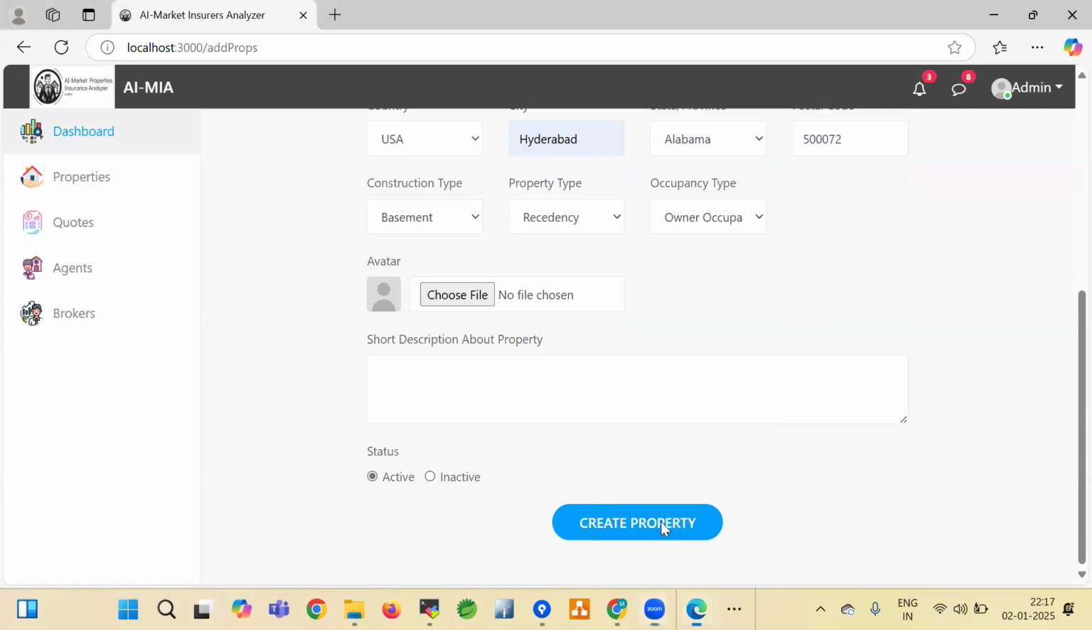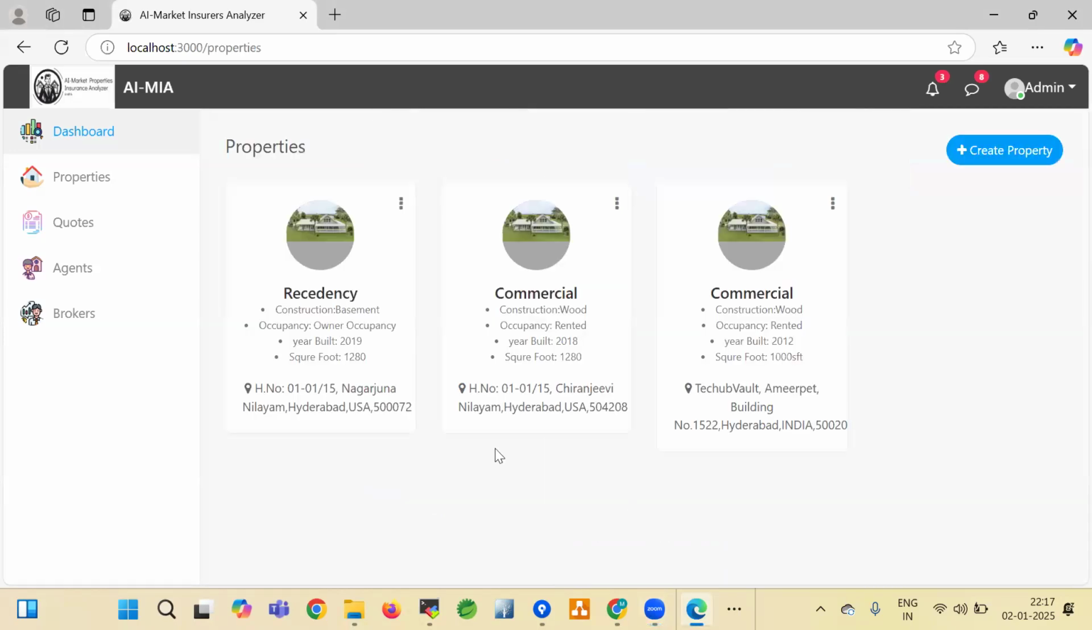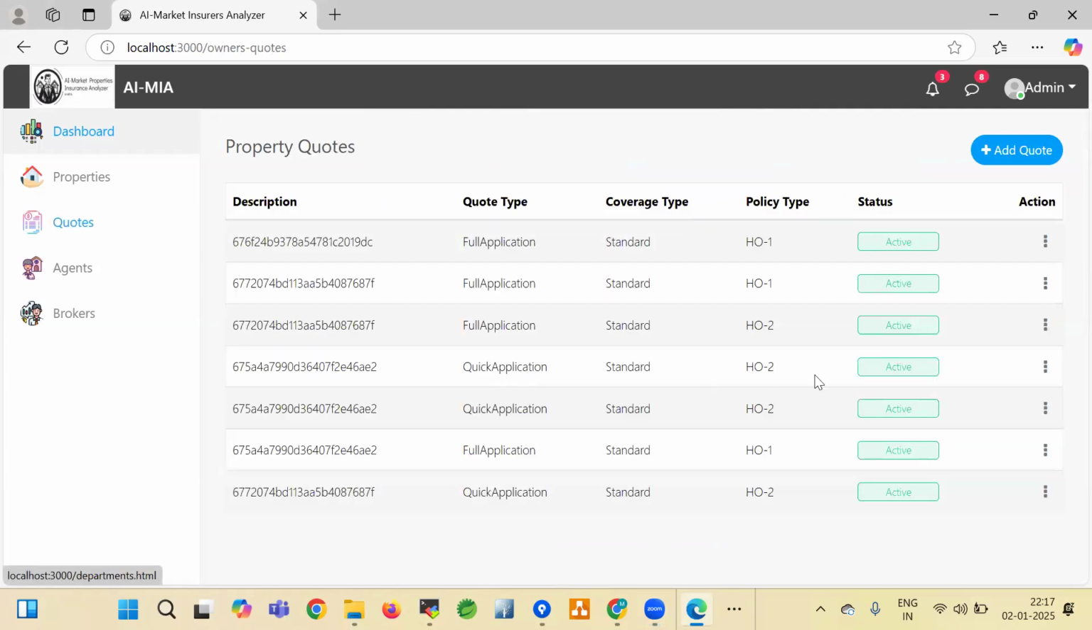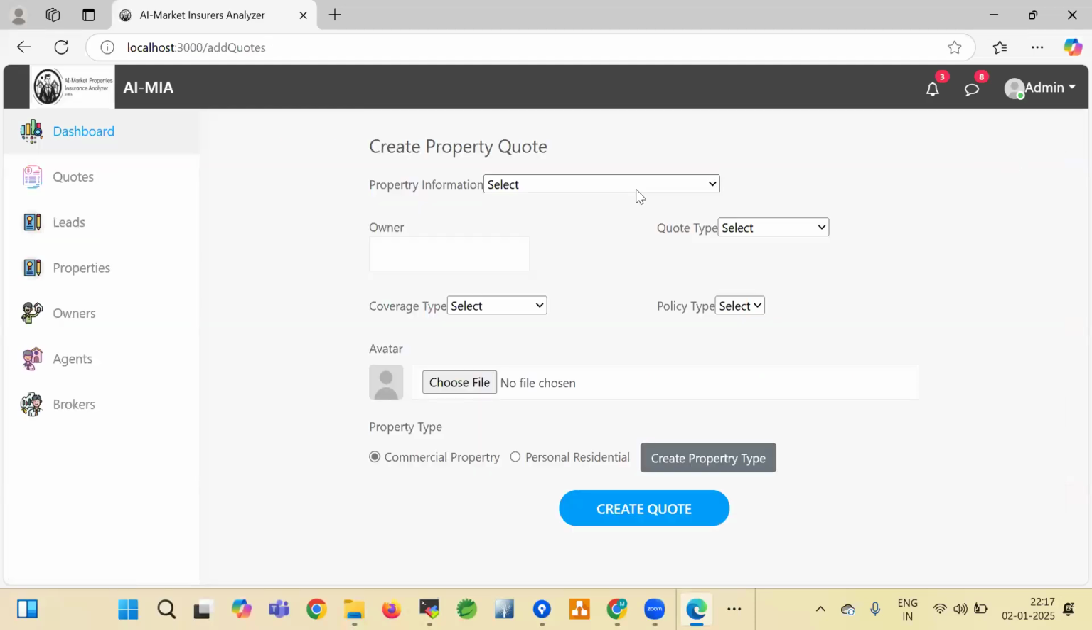So I'm just creating the property. As soon as I create the property, my property details are here. Now for this property, the quotations can get created. Whatever property we created is here. So this is the complete product suite that we're going to implement.